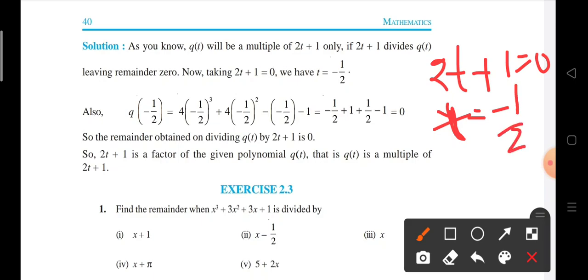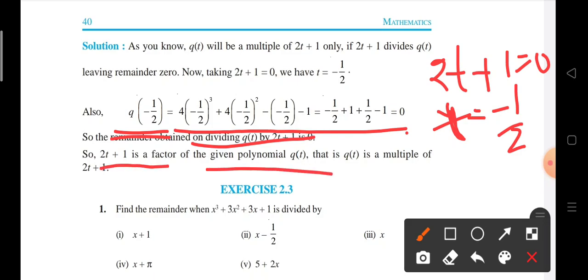Place the value minus 1 upon 2 in the polynomial q(t). So when we solve it, we are getting the remainder as 0. So 2t plus 1 is a factor of the given polynomial. So we can say that q(t) is a multiple of 2t plus 1. Is it clear to you?